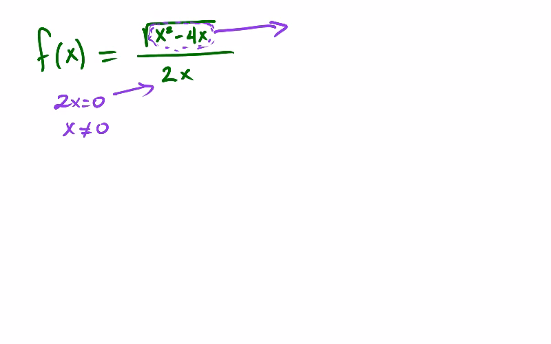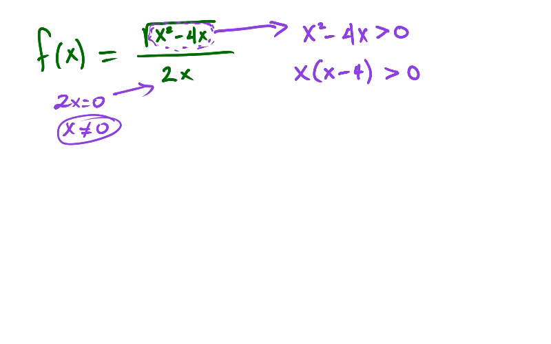We also don't want x squared minus 4x to be less than 0, so we want it to be greater than 0. We don't want it to equal 0 because we've already said that x can't equal 0. So we just want it greater than 0. Now it's a quadratic inequality. To do a quadratic inequality, we factor: x times x minus 4 needs to be greater than 0. Then we put the critical values, x equals 0 and x equals 4, on a number line, and we want to find what intervals would work.